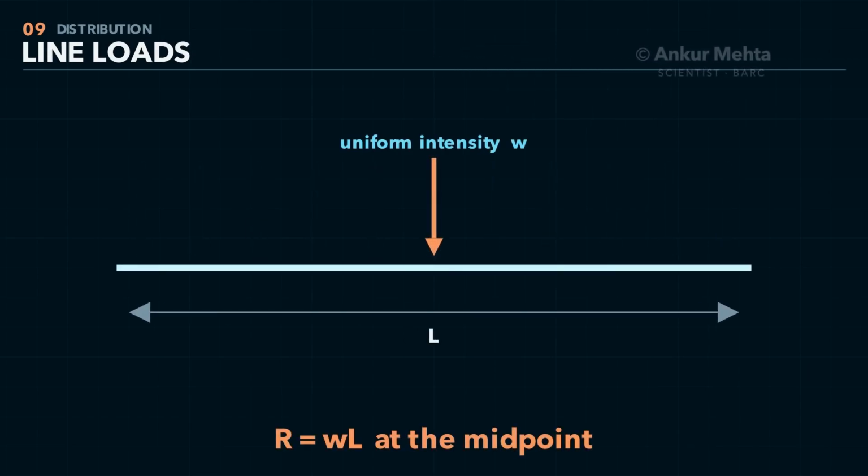A line load is distributed along a curve or length. Examples include an idealized load along a rail, the load transferred along a narrow support, or surface tension acting along a contact line. A beam carrying a uniform line load of intensity w over a length L has an equivalent resultant w times L acting through the centroid of that distribution. For a uniform load, that location is the midpoint.